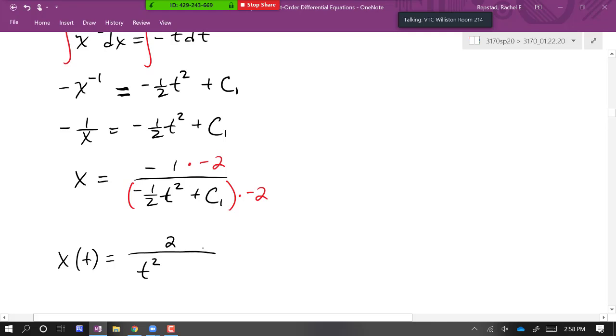Now, you might write minus 2 times C1, and that's fine, but negative 2 times an arbitrary constant is just another arbitrary constant. So I'm just going to call this plus C2, or even just plus C. Maybe just drop the subscript. There's my function.